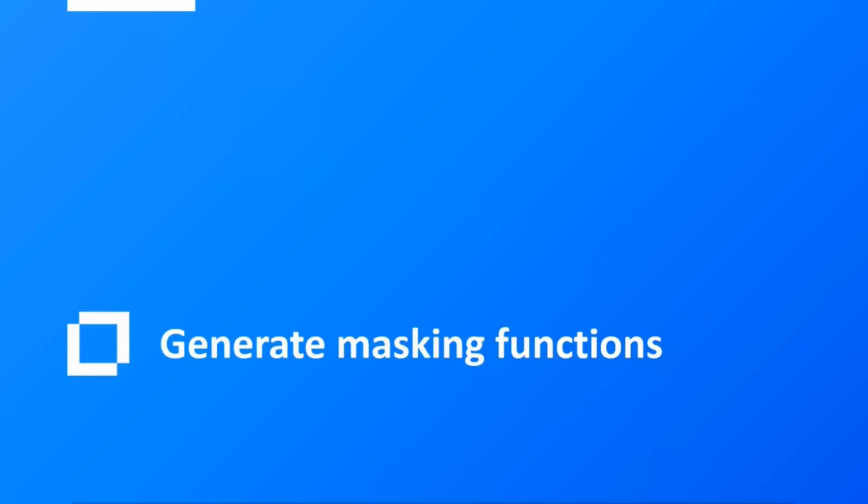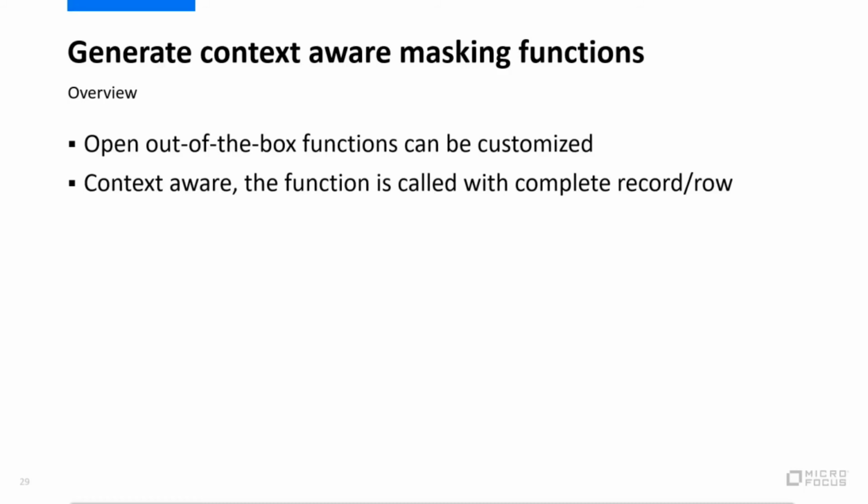Voltage masking solution allows to generate masking functions. These functions will be used by the masking engine to obfuscate the data. These functions will use the dictionaries and also algorithms to mask the data. So what we will see in this demonstration is the out-of-the-box functions and how they can be customized. They are functions that are context-aware, meaning the function is called with the complete row, giving the context around the columns that we want to mask.